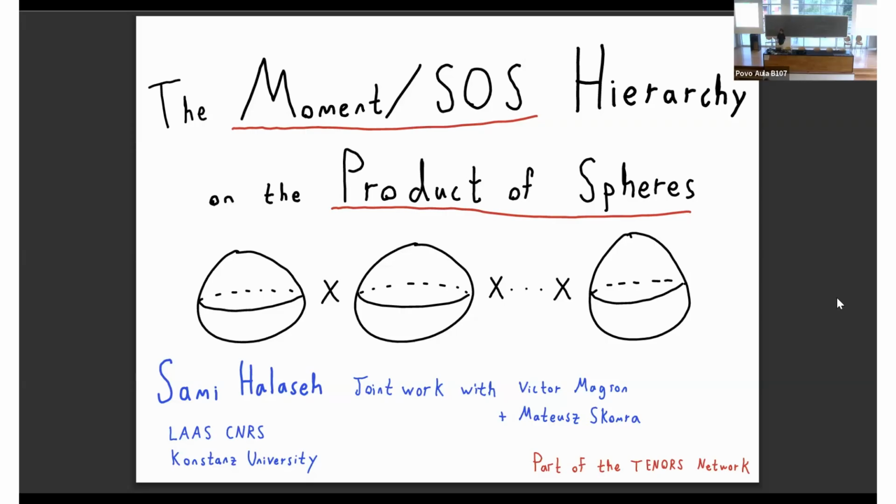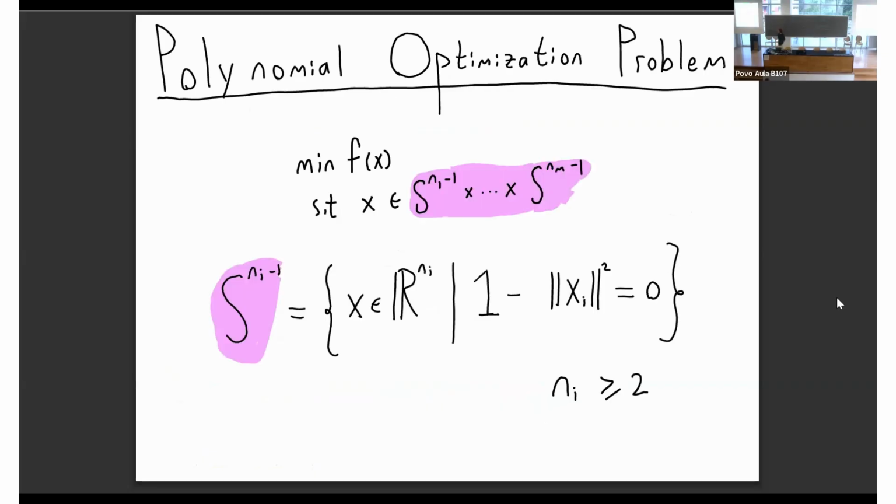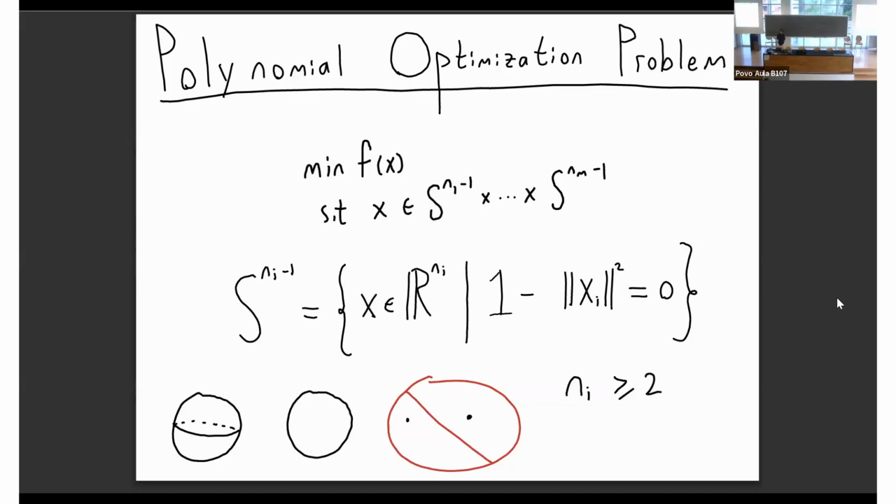Let's dive into the problem that we want to talk about. We're interested in a polynomial optimization problem over the product of spheres, as the title said. First, let's clarify things a little bit. What is a sphere? We're talking about a norm one vector in each one of these registers. So we have m spheres, m registers, and in each register, we look at the norm one vector there.